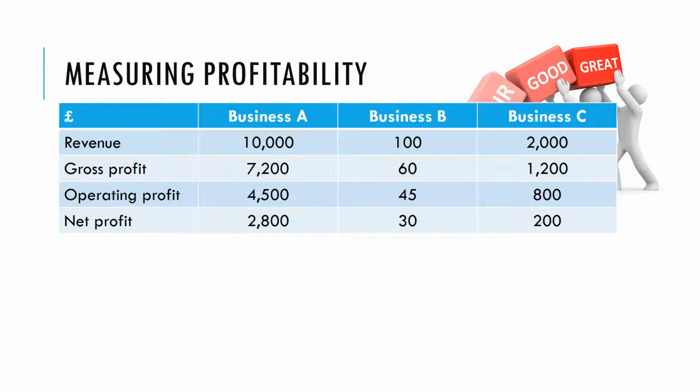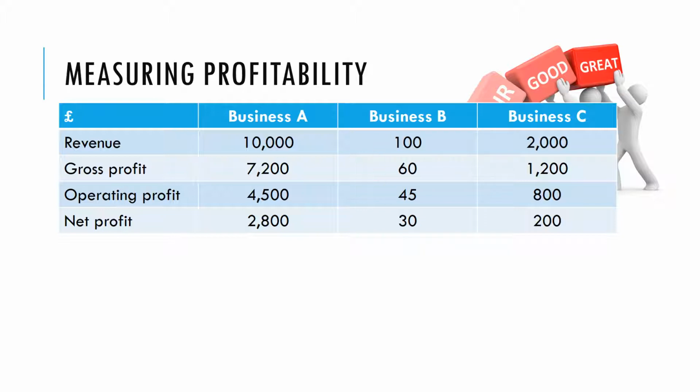Well, it might be difficult to say which business is performing the best, because these businesses, looking at them, clearly are very different sizes. Business A is clearly the largest, £10,000 worth of revenue. Business B only has £100 of revenue, quite small, and business C is somewhere in between. So it's hard to make a comparison. What's better here, £2,800 profit or £30 profit, but that's only come from a much smaller business.